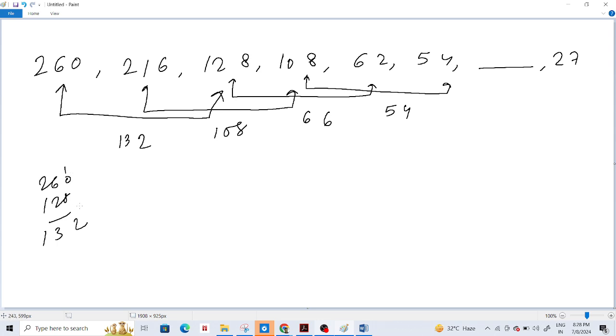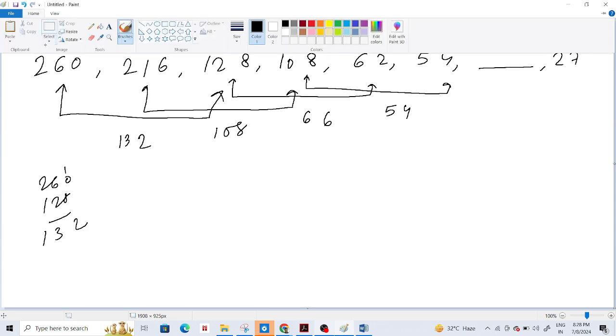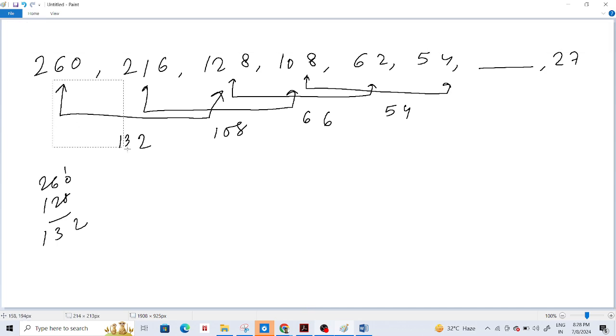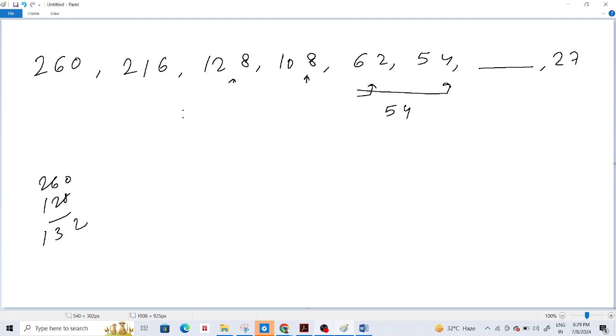So I did in a different way, sir. Yeah, tell me. For this series, if you start from the right hand side, 27 into 2 is 54, and then 54 into 2 is 108. That way, it's going in multiples of 2. And then you can do one thing, that 62 into 2 plus 4 is 128, and then 128 into 2 plus 4 is 260. So in that way, 29 into 2 is 58 plus 4 is 62.